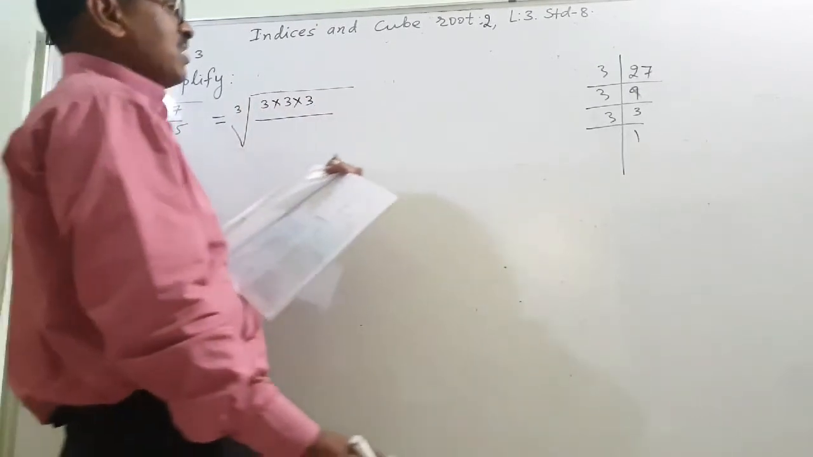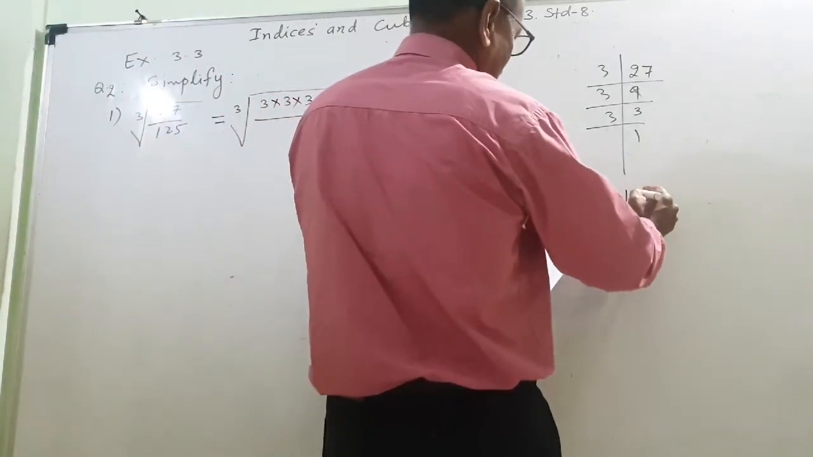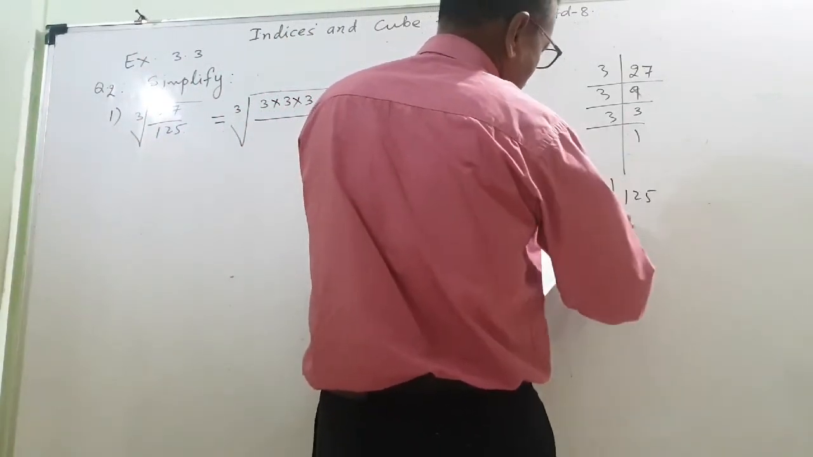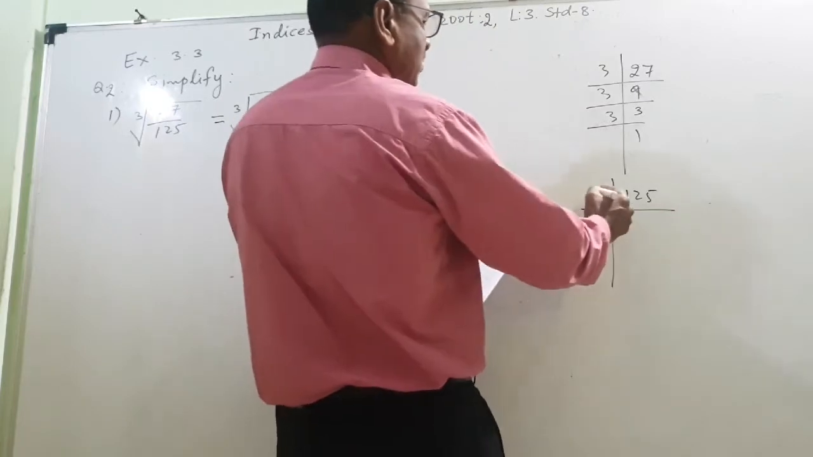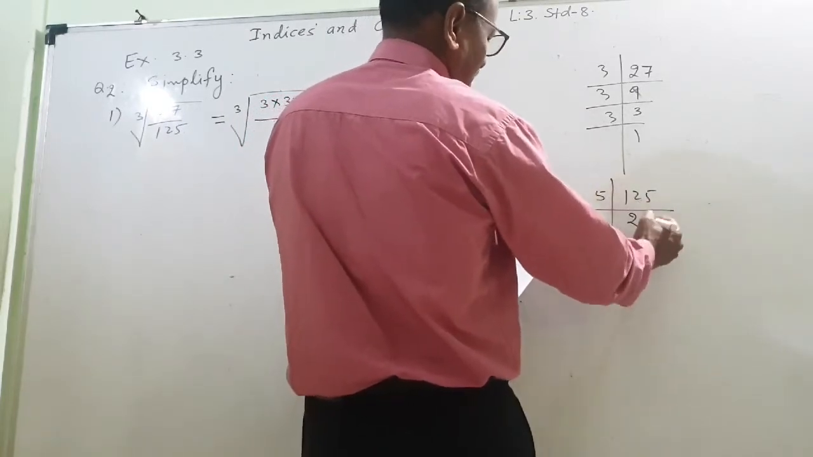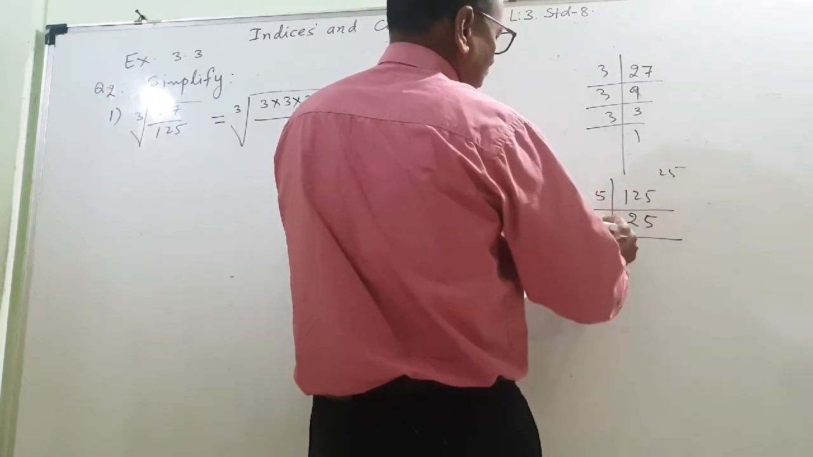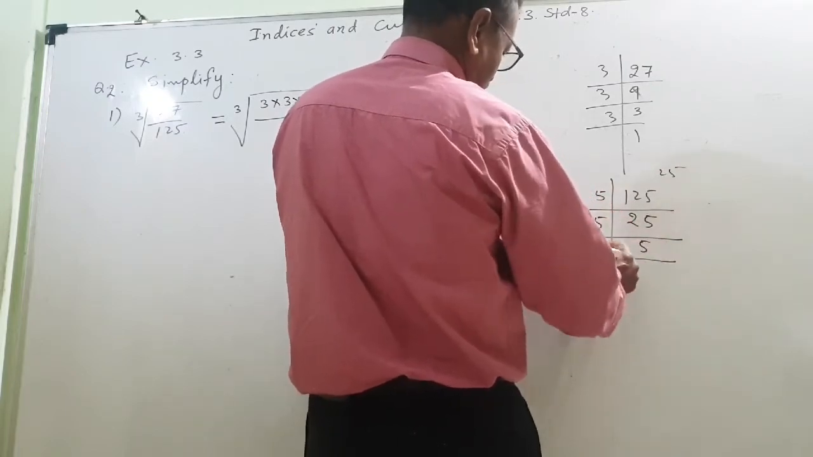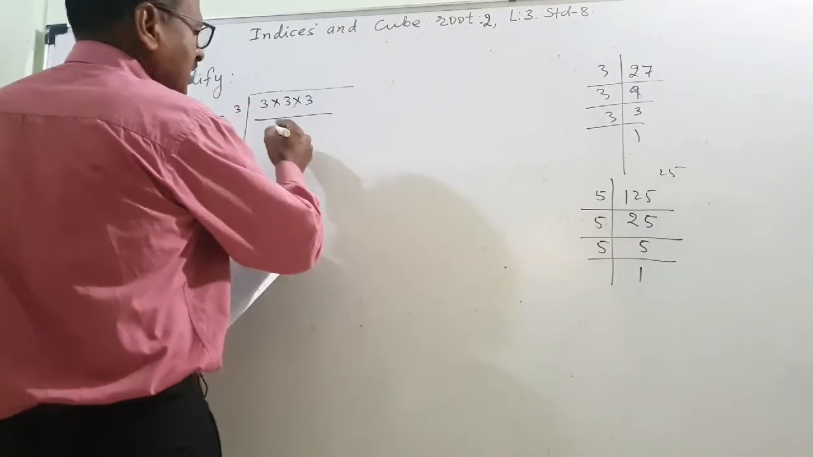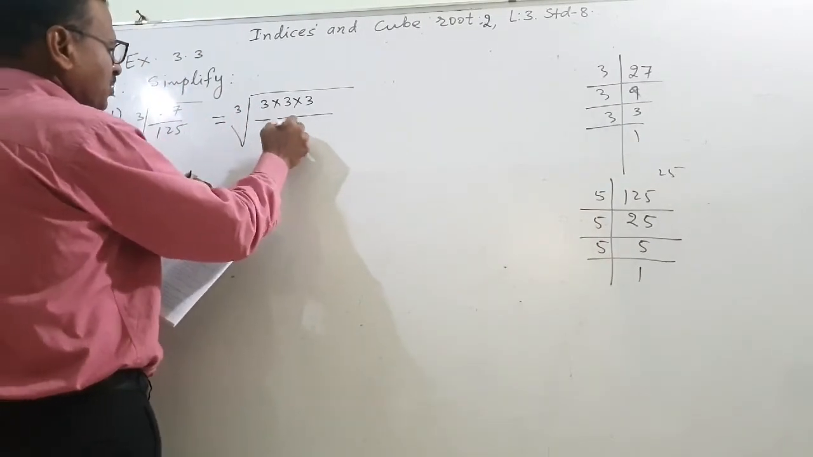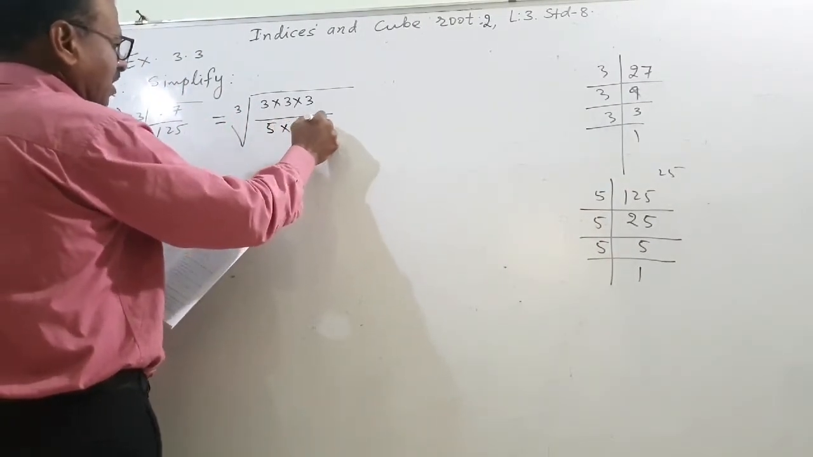Now 125 also I will factorize. This is not divisible by 2. This is divisible by 5. 5 twos are 10, remains 2. Then take 5. 5 5s are 25. Then 5 5s are 25. 5 1s are 5. And here it is 5 into 5 into 5.